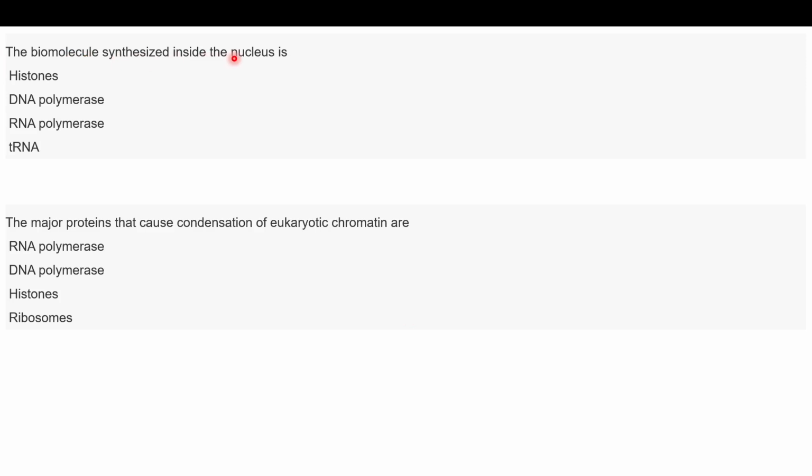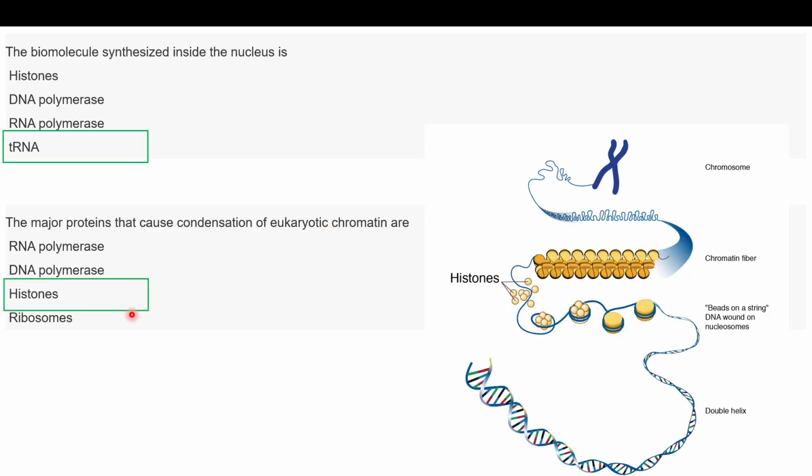The biomolecule synthesized inside the nucleus is tRNA. All the others are proteins, which are eventually encoded from mRNA, and the mRNA has to travel out of the nucleus. Okay. The major proteins that cause condensation of eukaryotic chromatin are histones.